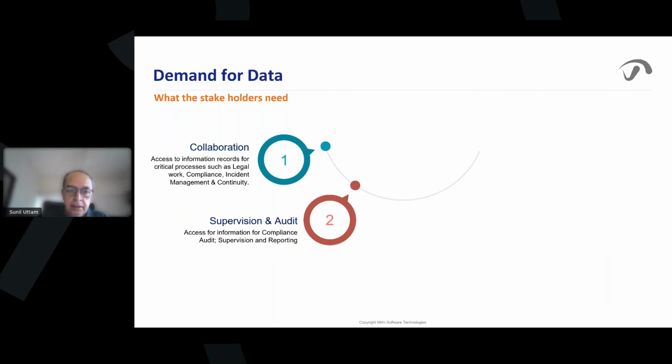The second is there is a need to supervise operations and processes. So the supervision and audit of the entire business process requires information. And this should be accessible quickly, easily, right? So the need to collaborate with other stakeholders and the need to supervise processes and information during audits.